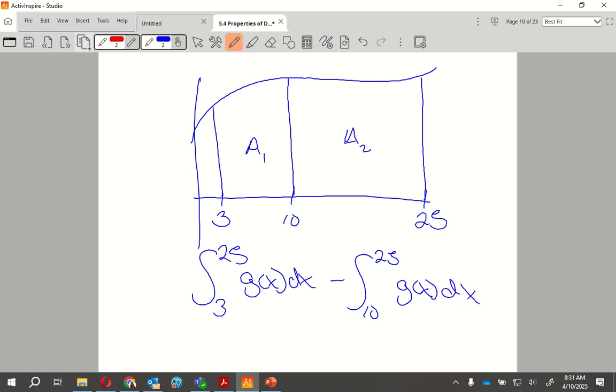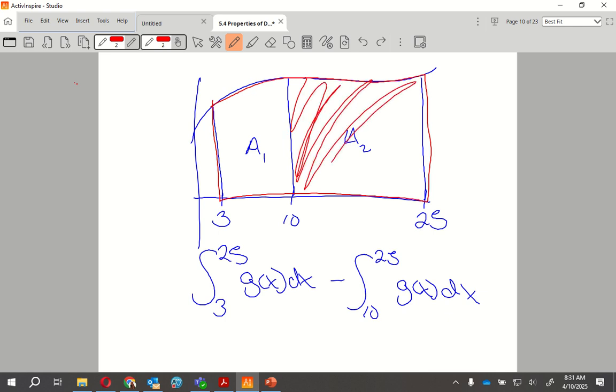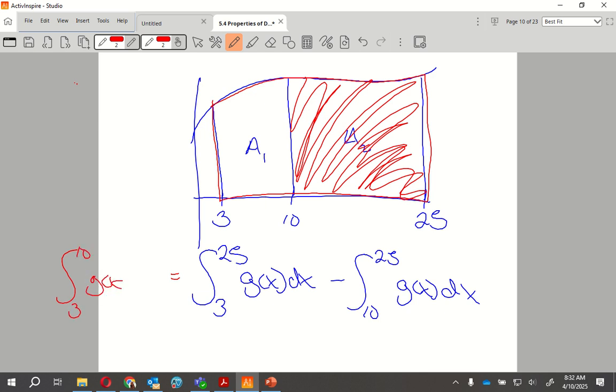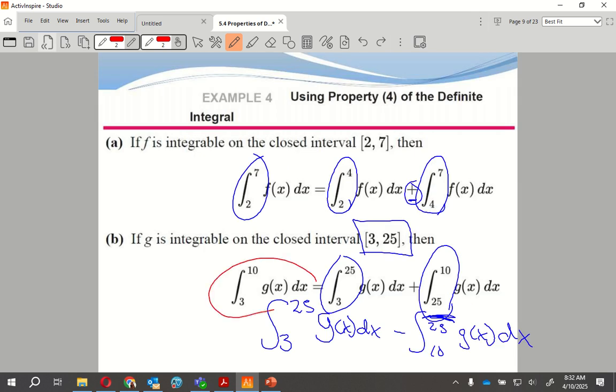So I'm going to take away, so I have the whole thing already, which is here all the way to here. And I'm taking away this, 10 to 25, right? I take away that, what's going to be left? 3 to 10. Does that make better sense now, showing it like this? So this is going to give me my integration from 3 to 10. Integration of 3 to 10 is there.